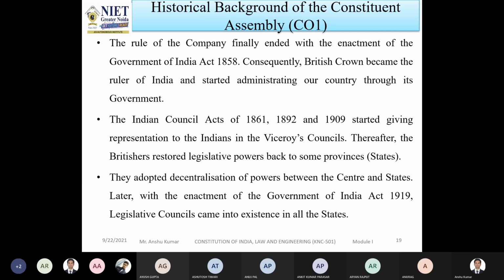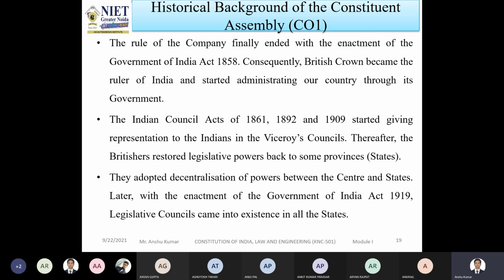It was Lord Canning. Lord Canning became the first Viceroy of India. Similarly, Lord William Bentinck was the first Governor General of India. Let's remember these things. By doing so, you have remembered two important points of the Charter Act 1833 and the Government of India Act 1858.